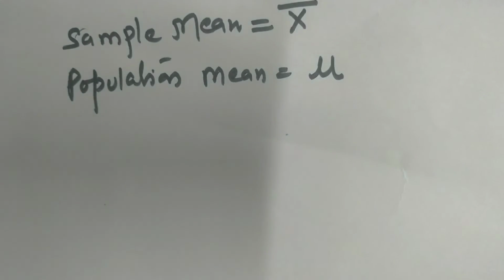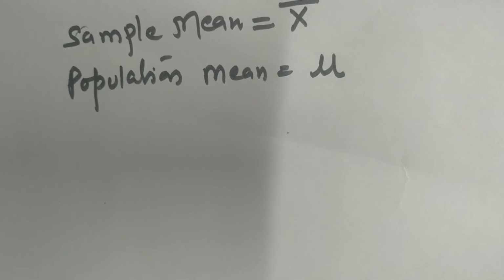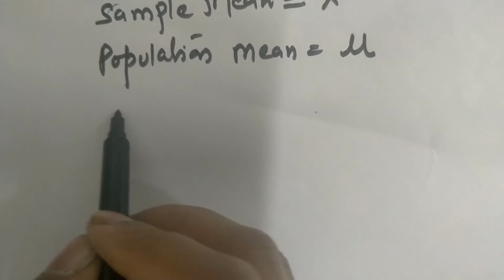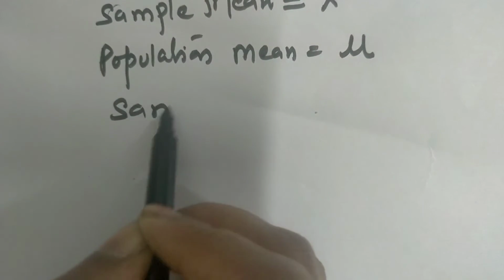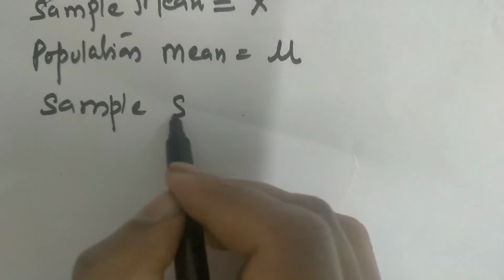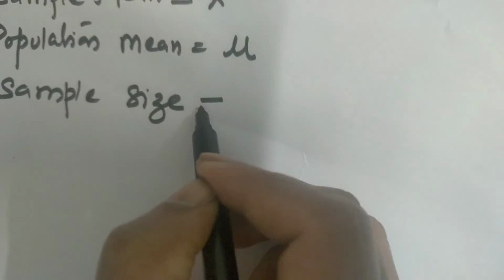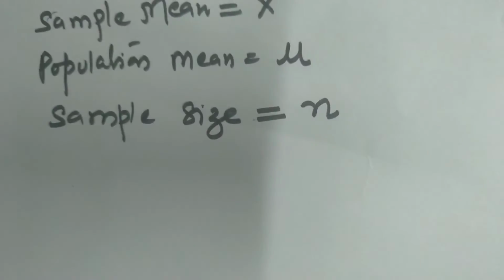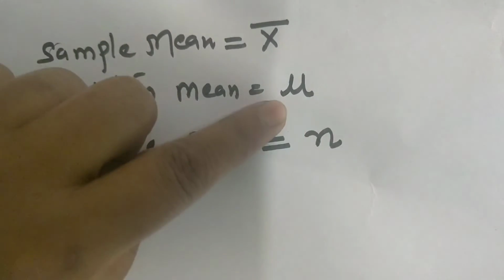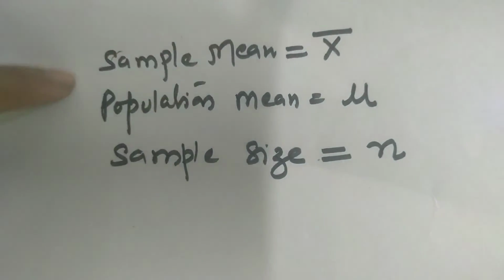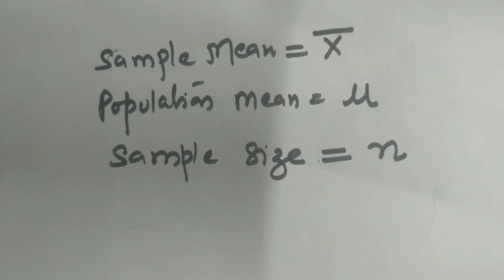Mean, as you all know, is simply the summation of all the samples divided by the sample size. Another value they'll give is the size of the sample, which is denoted by n. They won't give symbols like x bar, mu or n. In the question it will be written as sample mean, population mean or sample size.